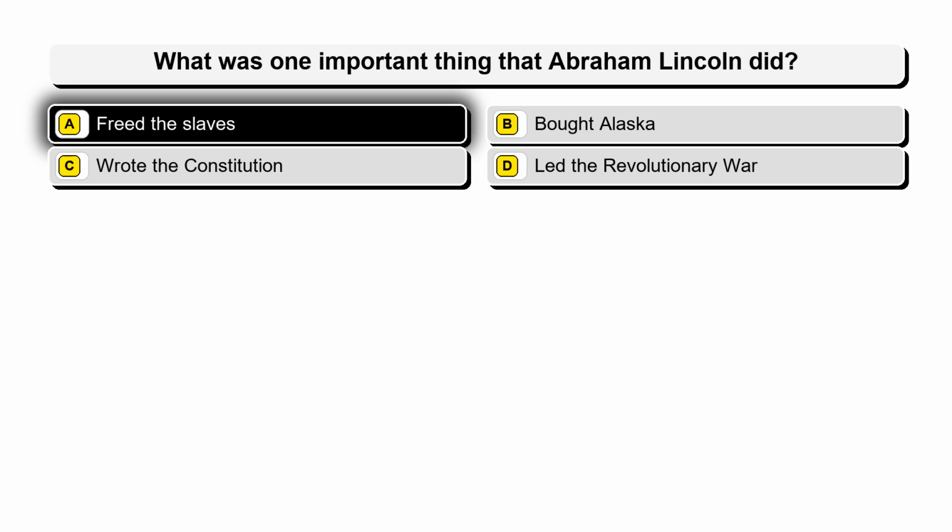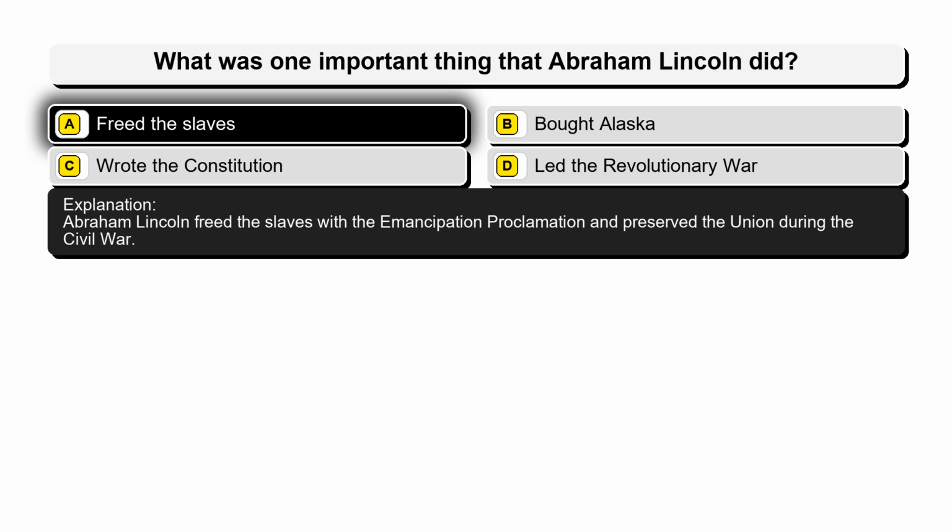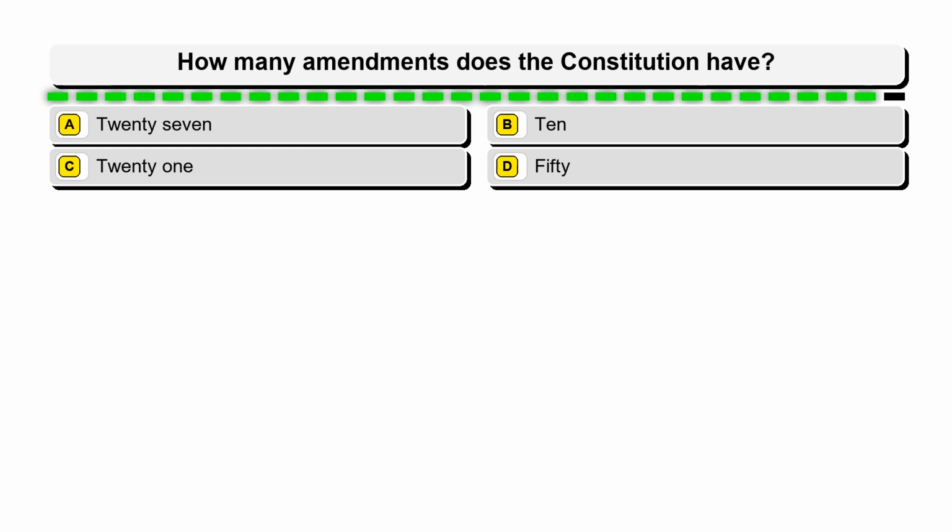The correct answer is option A, freed the slaves. Abraham Lincoln freed the slaves with the Emancipation Proclamation and preserved the Union during the Civil War. Question 45. How many amendments does the Constitution have?